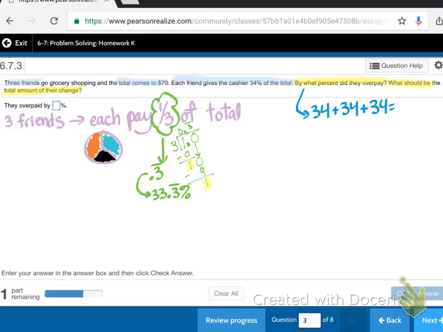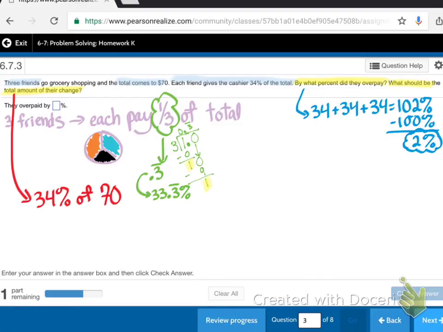So if everyone pays 34%, and person number 1 pays 34%, person number 2 pays 34%, person number 3 pays 34%, that means if I add up their percents, I get 102%. You don't want to pay more than your bill, you only want to pay 100%, so what's the difference in percents? Well, if I pay you 102%, but you only need 100%, I overpaid you by 2%. So your friends overpaid by 2%, all right?